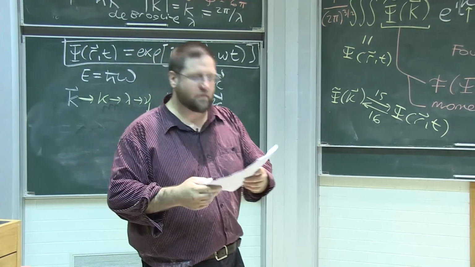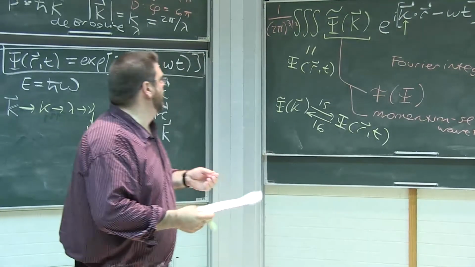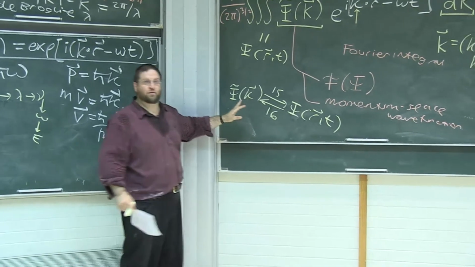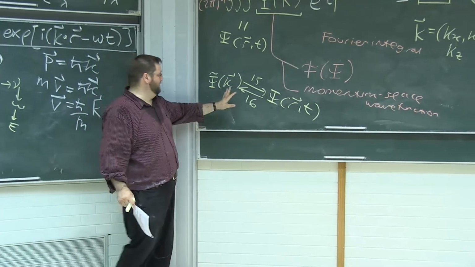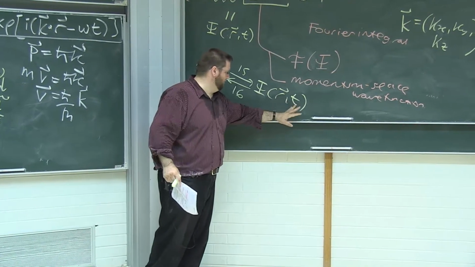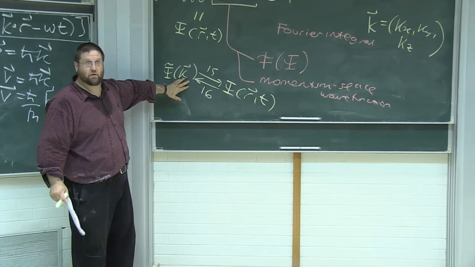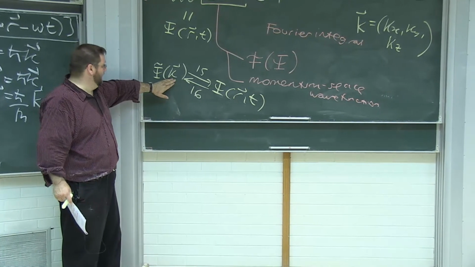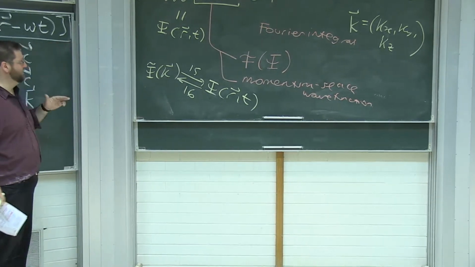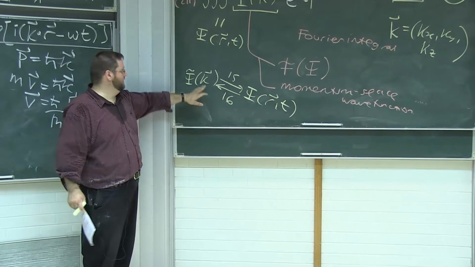Question: is the momentum space wave function independent of time? And the answer is yes. There's a certain dissymmetry here: the wave function as a function of position and time has 4 variables, while this one has only 3, but absolutely this is purely independent of time. And the reason it's independent of time is that in some sense time has been integrated over. Time doesn't exist in this space.